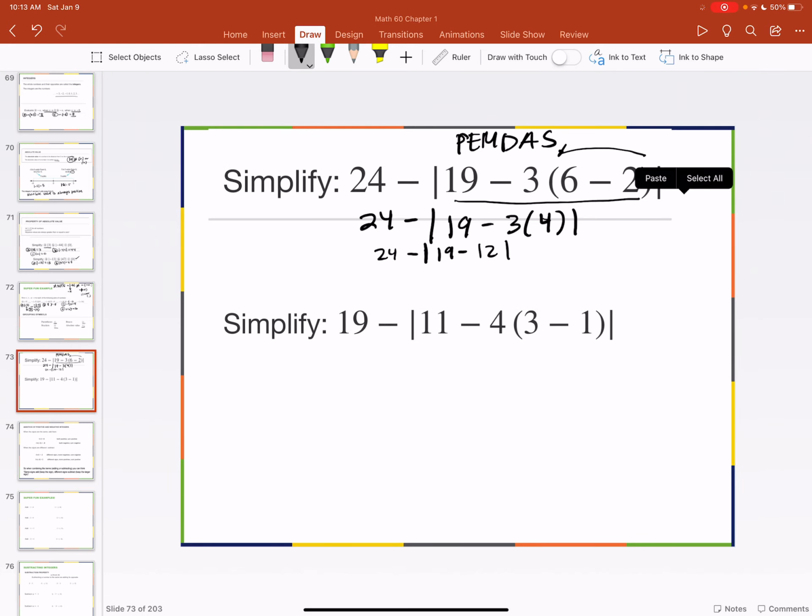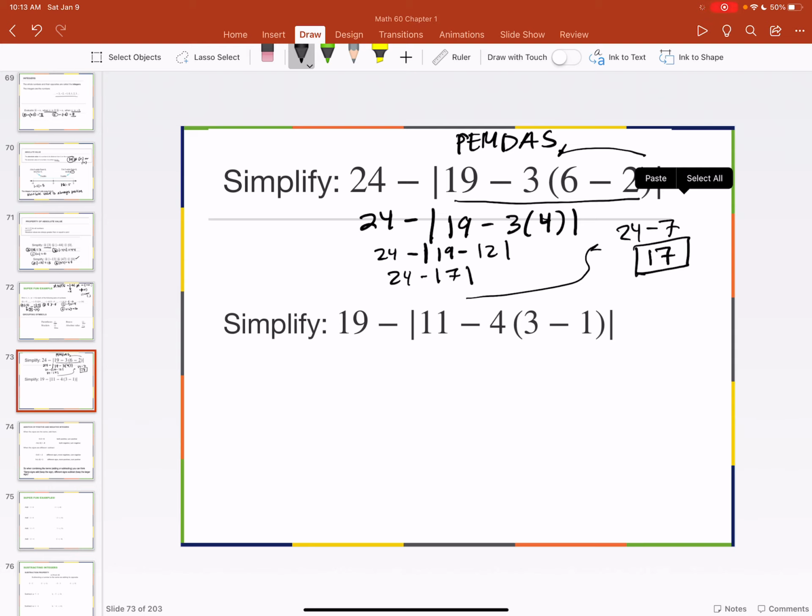Okay, yeah, so that's it. So then the next step would be 24 minus the absolute value of 19 minus 12, which is 7 today, and that's just positive 7. So I'm going to bring it up here. 24 minus 7 is going to be 17 today, and that's our answer, okay?